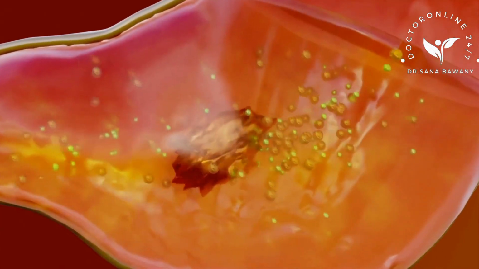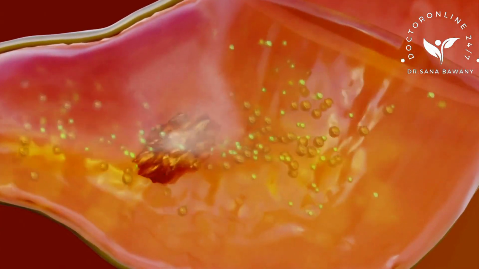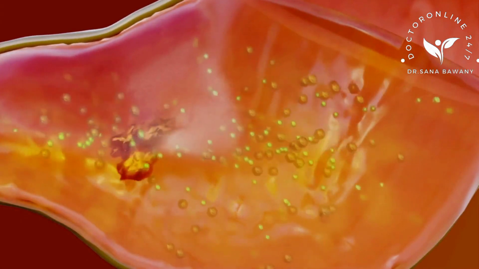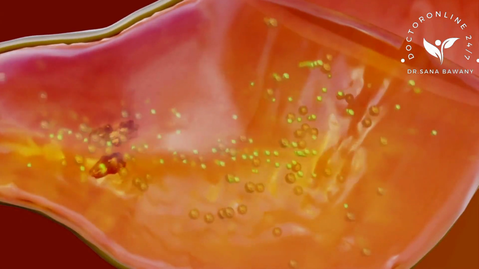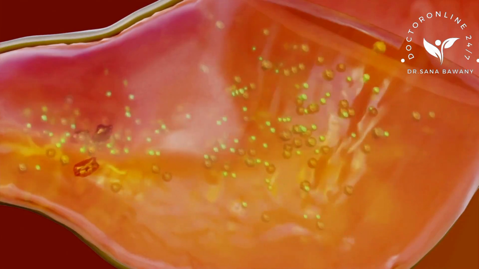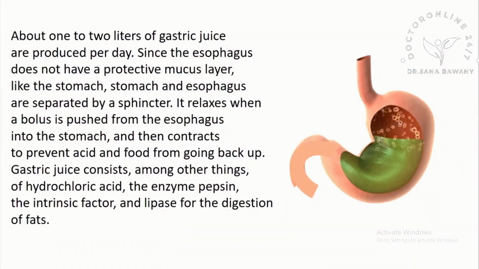Gastric acid is produced by simply smelling or seeing food, but also spices, and the stretching of the stomach causes the secretion, that is, the release of gastric acid. About 1 to 2 liters of gastric juice are produced per day. Since the esophagus does not have a protective mucus layer like the stomach, the stomach and esophagus are separated by a sphincter. It relaxes when a bolus is pushed from the esophagus into the stomach, and then contracts to prevent acid and food from going back up.